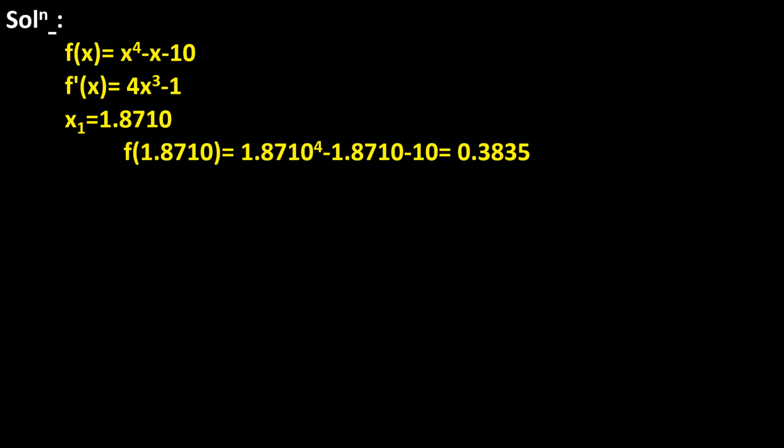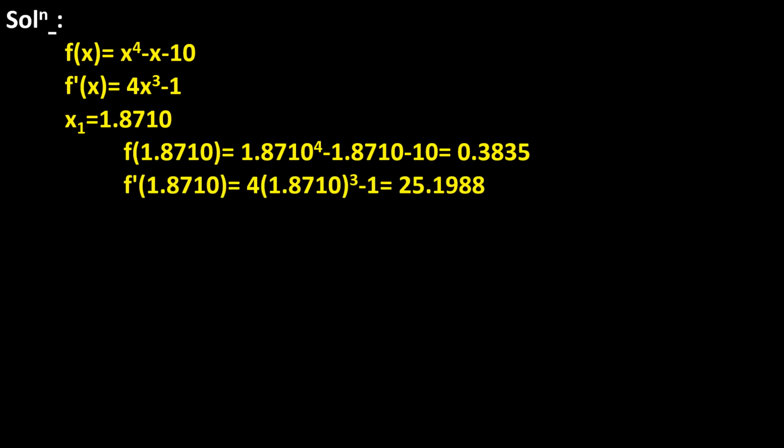Next, find f dash of 1.8710, which is equal to 4 into 1.8710 to the power of 3 minus 1, which is equal to 25.1988. Here also write the value after rounding off to 4 digits after the decimal point, and these values we get by substituting 1.8710 in f of x and f dash of x respectively.